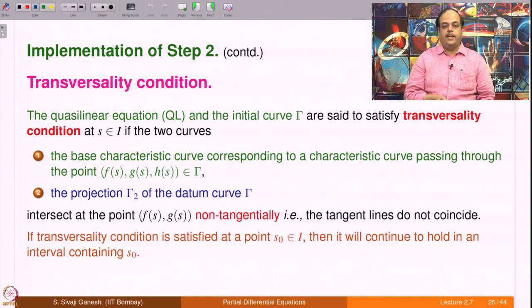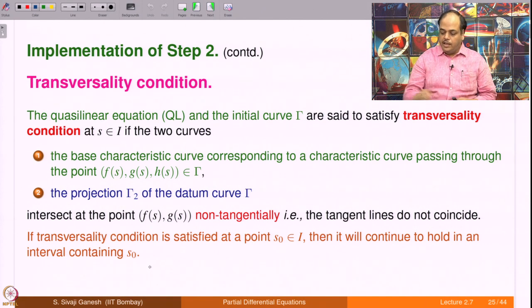If the transversality condition is satisfied at a point, then it will continue to hold in an interval containing s naught, because the transversality condition is the non-zeroness of a certain determinant. Whatever is appearing inside the determinant are continuous functions of s. Therefore, if it is non-zero at some point, it will continue to be non-zero nearby that point.